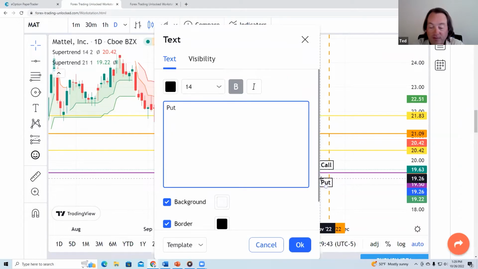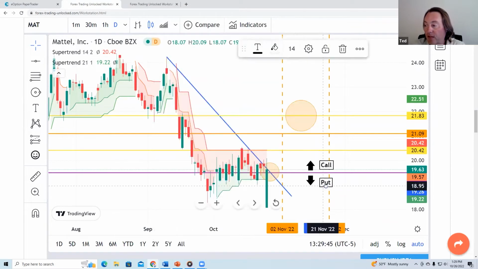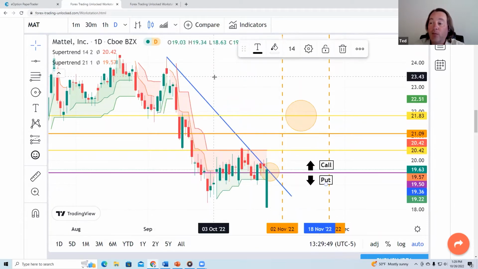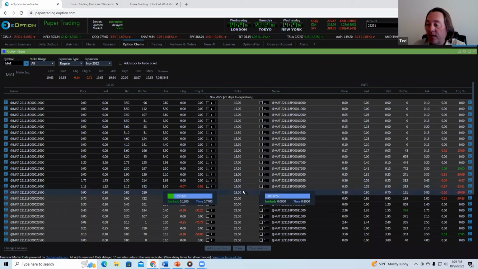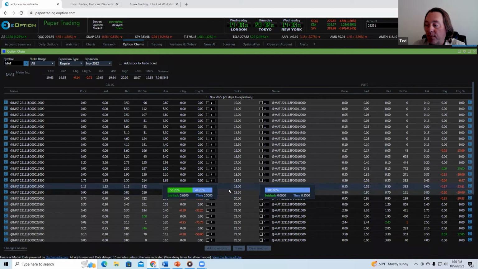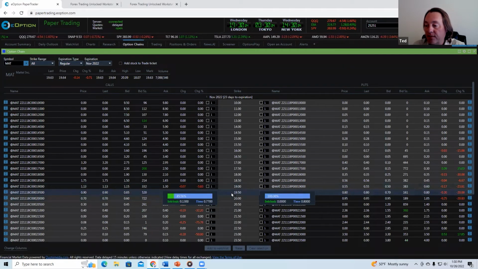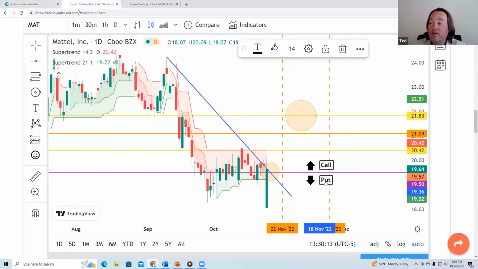All right, so put. Let's just say we go with the 19.50 put. Here on the options chain for Mattel, the pricing for the 19.50 is 70 at 80. That's a pretty decent bid-ask, not too bad. So let's say the put side is the way you want to go.